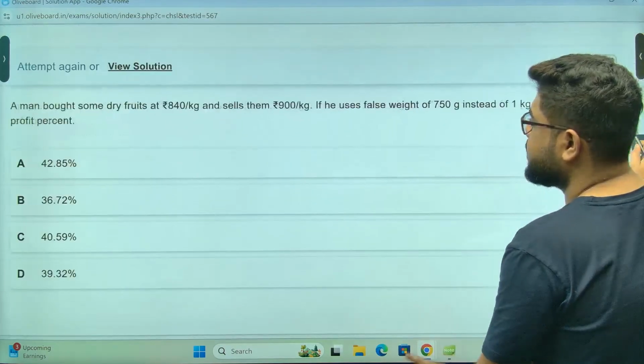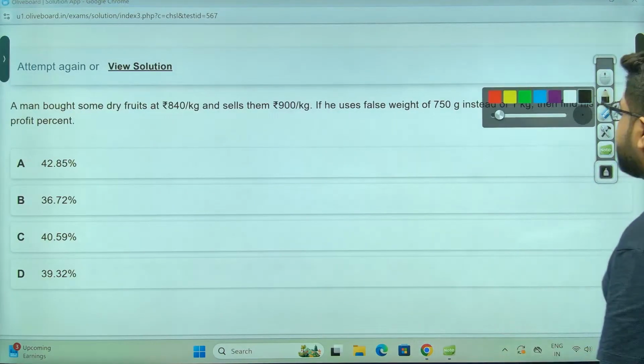Next one, next one, next one. Dishonest dealing. Dishonest dealing, sir.